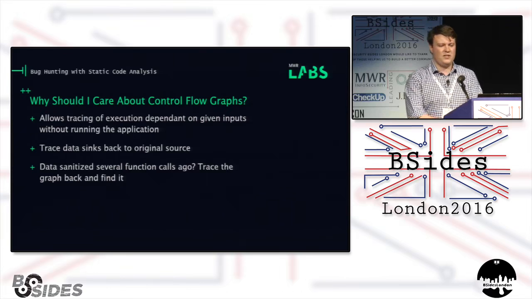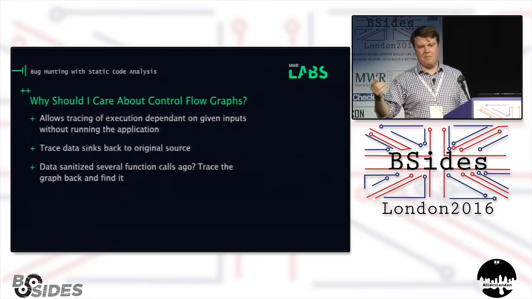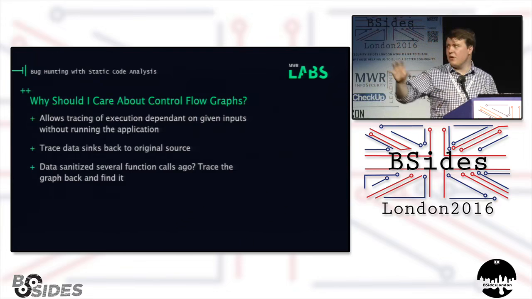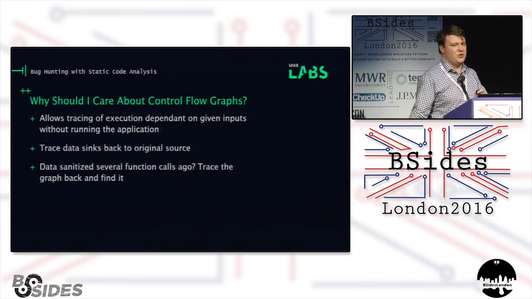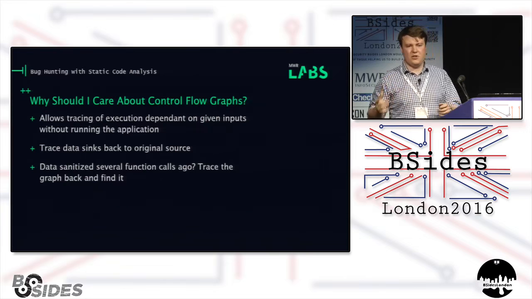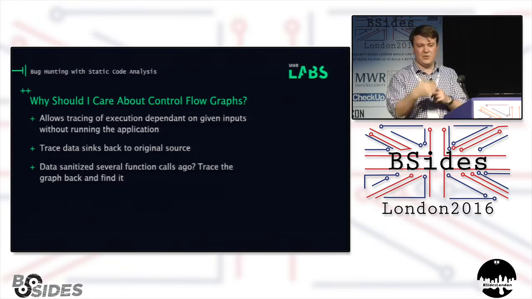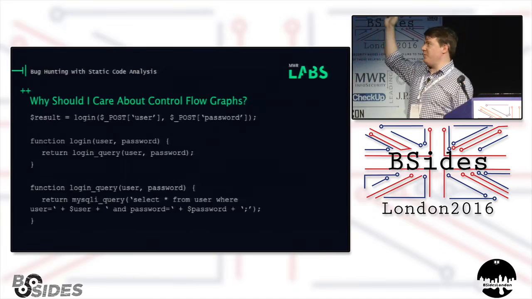But also in the context of trying to find SQL injection, cross-site scripting, buffer overflows, these kind of vulnerabilities, you can use it to trace the endpoint of data back to where it originally came from, which we'll see in a second. So the powerful thing here really is that if the data was sanitized several function calls ago back in another source file, you can trace your way back up the control flow graph in order to find whether the data was sanitized or not between the user inputting it and it actually being used in the application. And that's really quite powerful. So as an example here, I've just thrown some PHP up on the board.